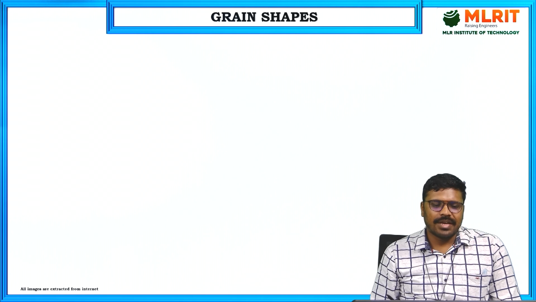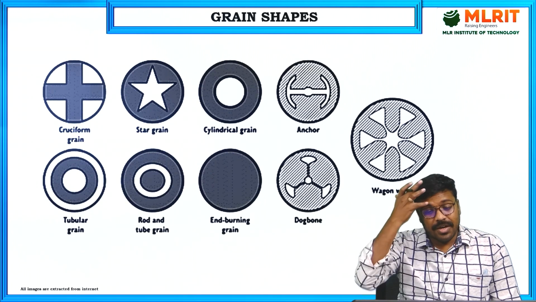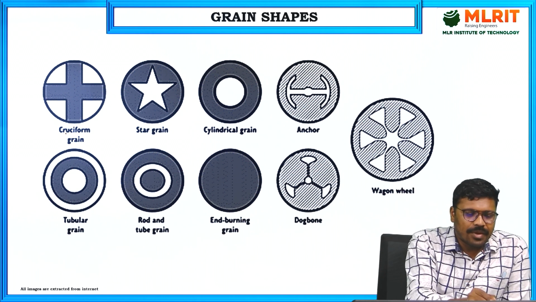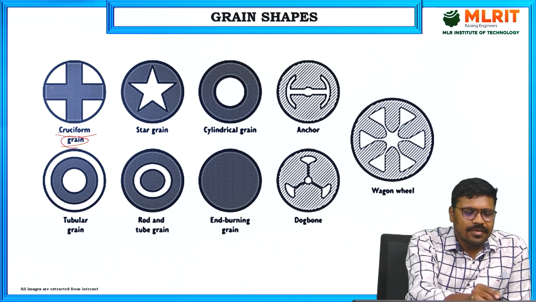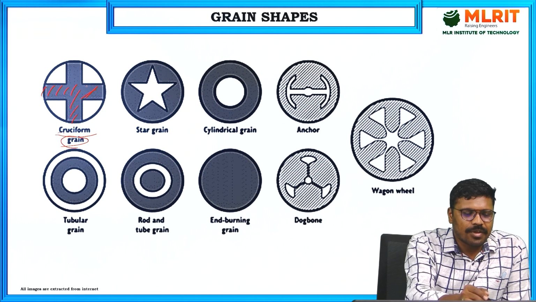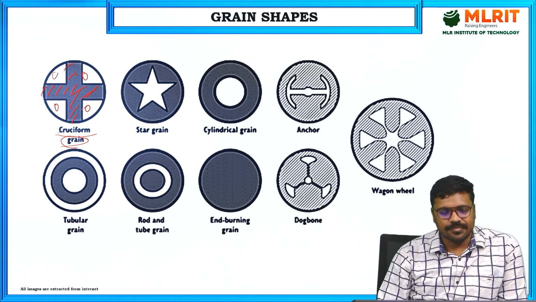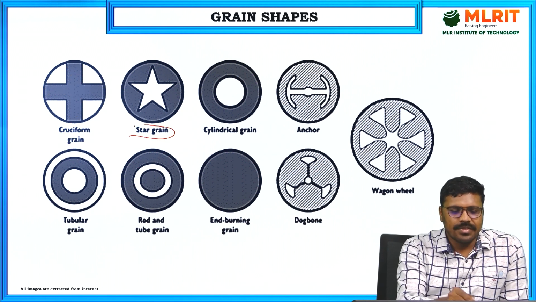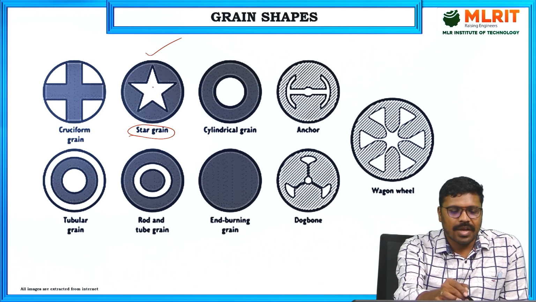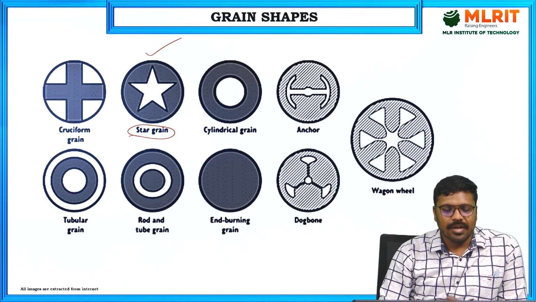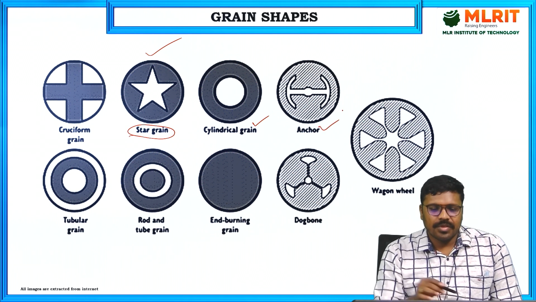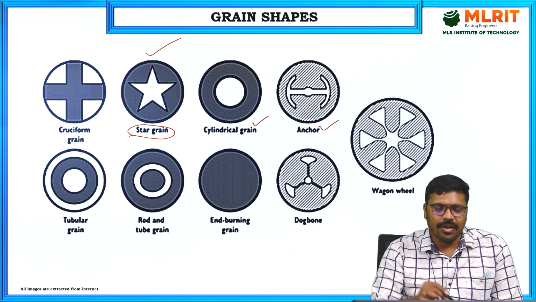Next, coming to the grain shapes. I have gone through the configurations, right? In that, there are different grain shapes. Here you can see cruciform grain. Whatever this portion is, that is your propellant grain, and the remaining one is a cavity, a hollow portion. The shape of the grain is cruciform, and this is a star grain. The cavity shape is star, and it is a cylindrical grain. And next, anchor. The cavity hollow portion is like an anchor.